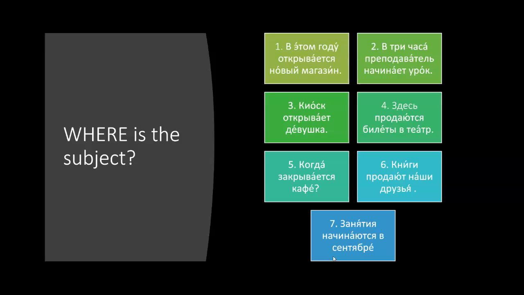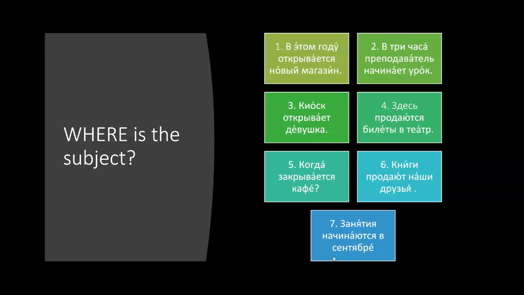We know this because it has to change form if it were the direct object, and it also wouldn't make sense. But here we have the woman is opening the kiosk, or the woman opens the kiosk. The woman is the person doing the opening. Again, it's a person. 4. Здесь продаются билеты в театр. What is the subject? We should see here that it's билеты, and this is a thing, the tickets for the theater.